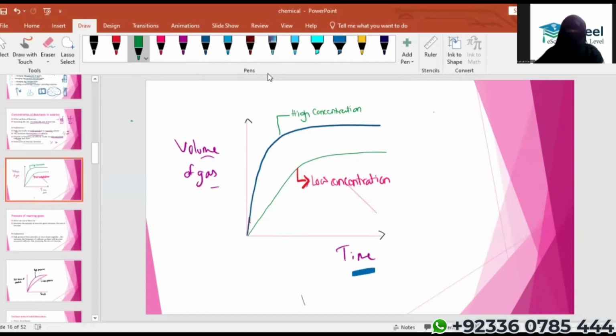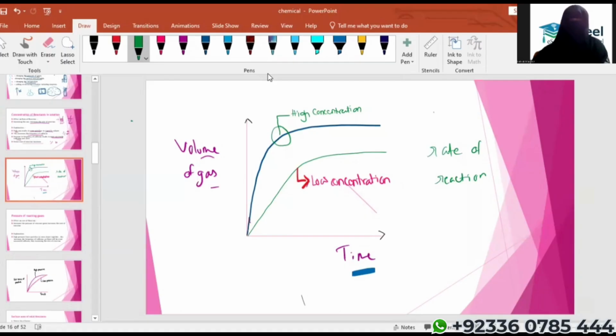So over here, there are two graphs shown. The gradient of these graphs shows the rate of the reaction. Okay? The faster the rate of the reaction, the steeper the gradient of the graph. So over here, the steepest graph is for the higher concentration.